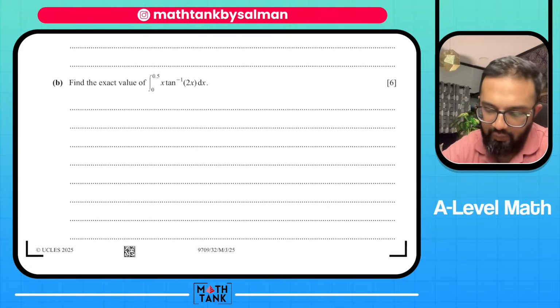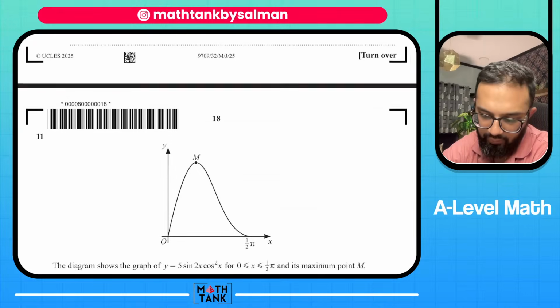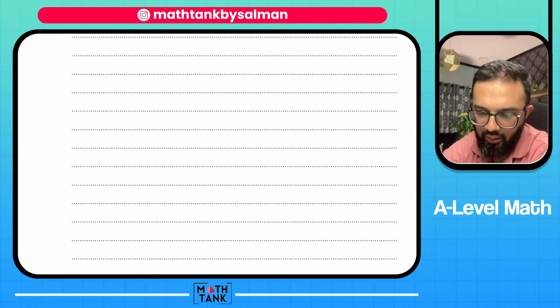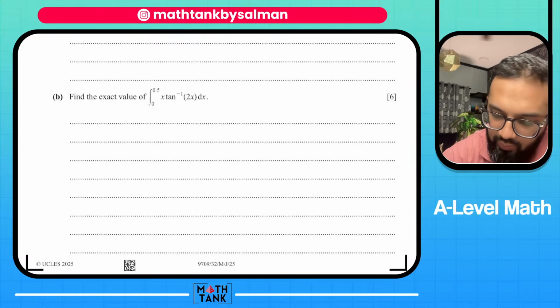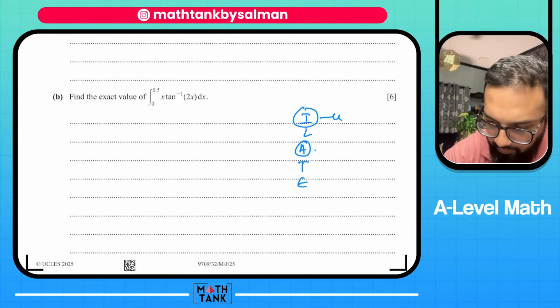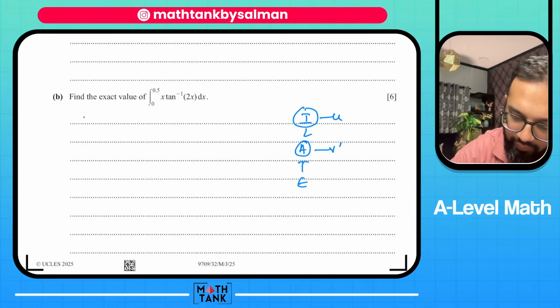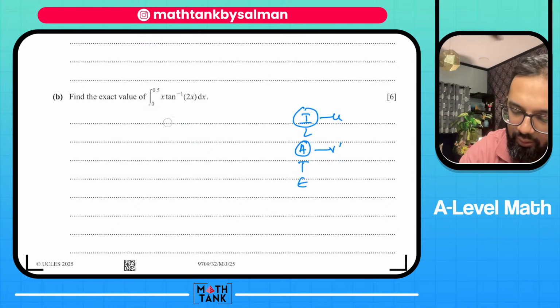This is find the exact value of this. So I have to integrate this. How many questions remaining? I think there are 2 questions remaining. Okay, let's quickly do this. So this is integration by parts. I write ILATE first. So u is x, v dash is tan inverse of 2x. Sorry, my bad. I can't do that.